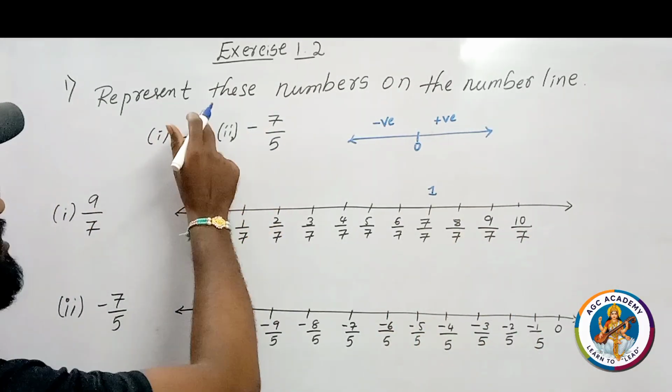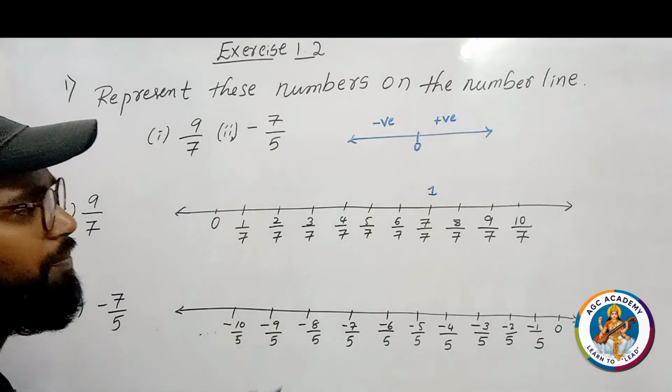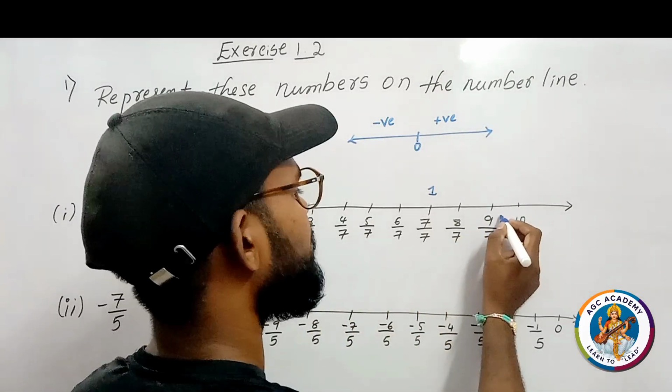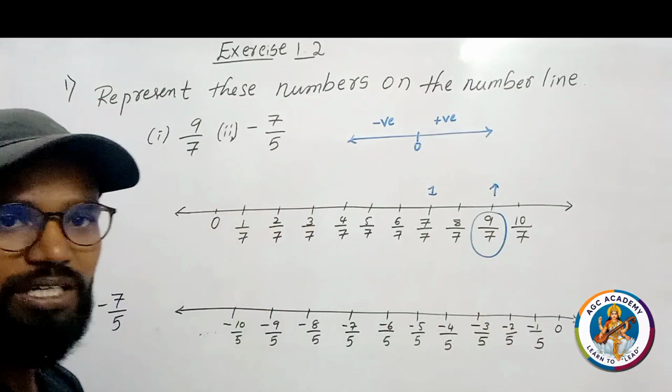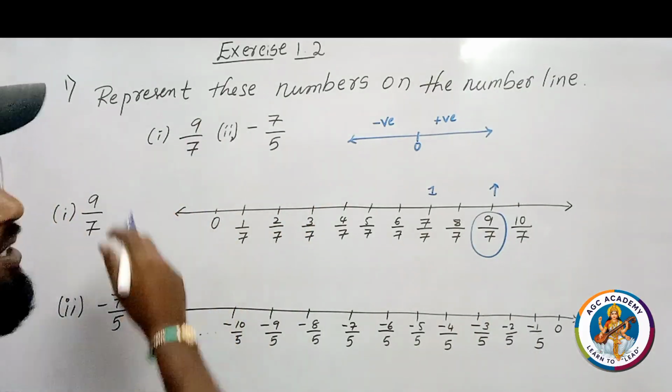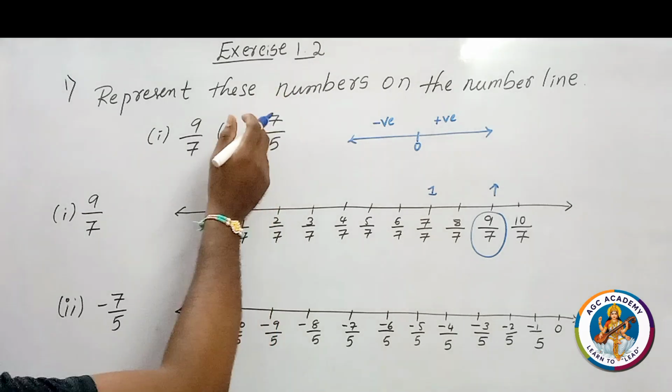Okay. Actually, what is the question? 9 by 7 we have to represent. This is your 9 by 7. That's it. Okay, this is your first solution. Next, moving to the next solution.